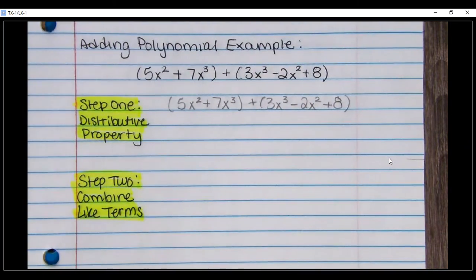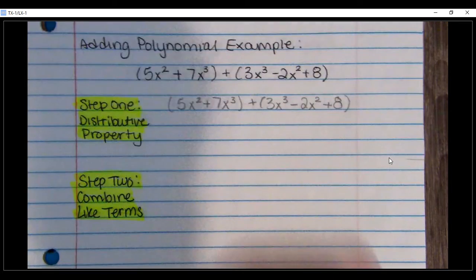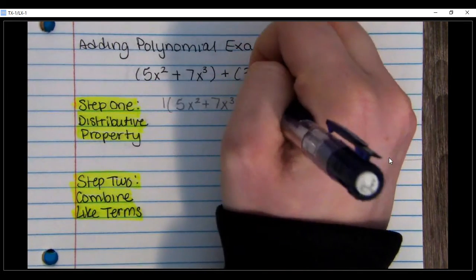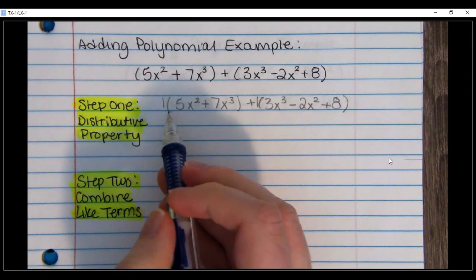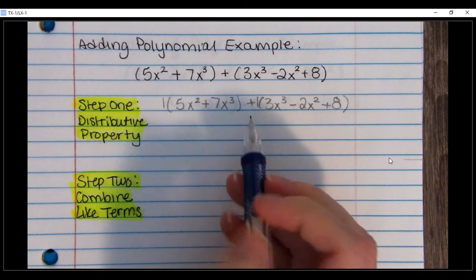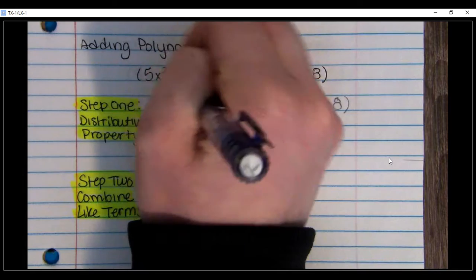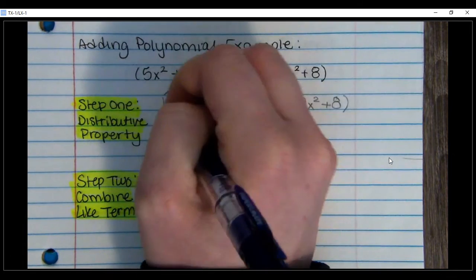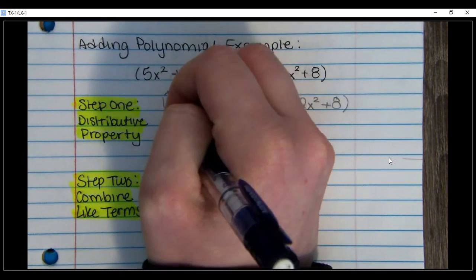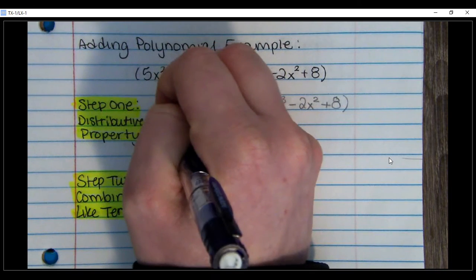Okay, adding polynomial example. We have (5x squared plus 7x to the 3rd) plus (3x to the 3rd minus 2x squared plus 8). So first step is distributive property. Now there's technically a 1 in front of these parentheses. We have a positive 1 over here and a positive 1 over here. Now if I do distributive property, 1 times 5x squared is going to be 5x squared.